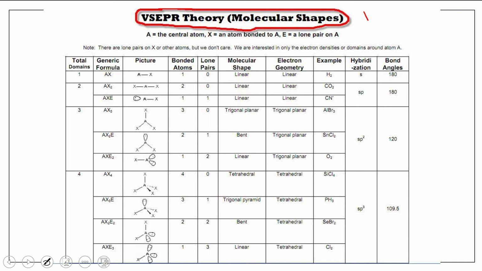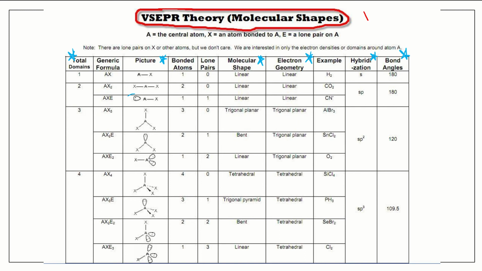So when we're talking about total domains, this is how many electron domains or electron zones are around the central atom. Those shapes are going to be linear. They have angles of 180 degrees. So for AP, things that are important for us are the total domains, what it's going to look like, the shape, the geometry, and the bond angles, as well as the hybridization.